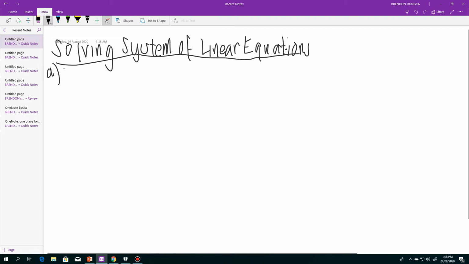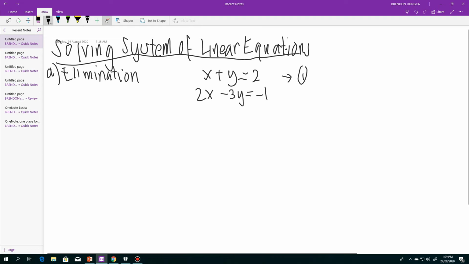Let's take the first method, which is via elimination. Our example to use for all of these methods is this one: x plus y is equal to 2, and 2x minus 3y is equal to negative 1. This is our first equation, and this is our second equation.